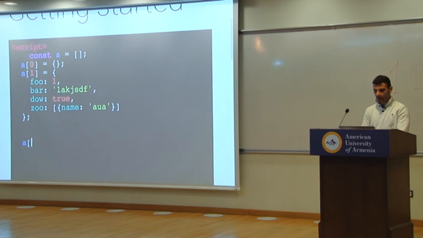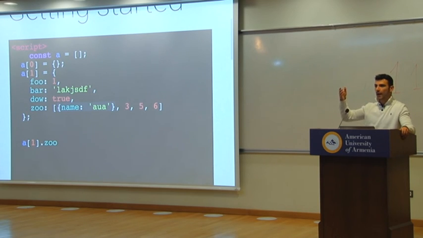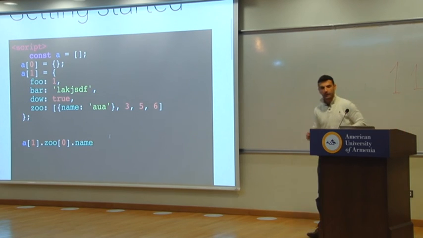Okay, so step by step. A1, that will return to me this object here, right? I then want to get this, which means I use zoo to access it. That will then return to me this array. And this array can have lots of things in it, right? I want the first thing. In other words, I want the value at the zero index. So I do 0. That then will return to me this. I then want the AUA, which is name, right? So I do dot name. Does that make sense?